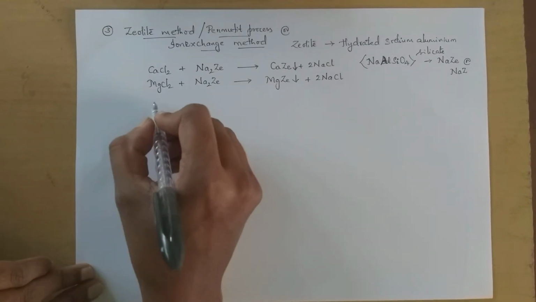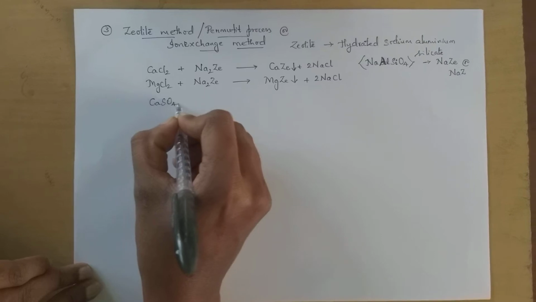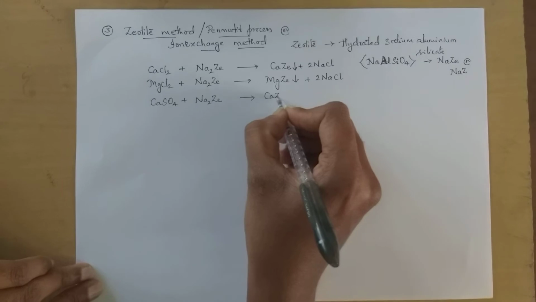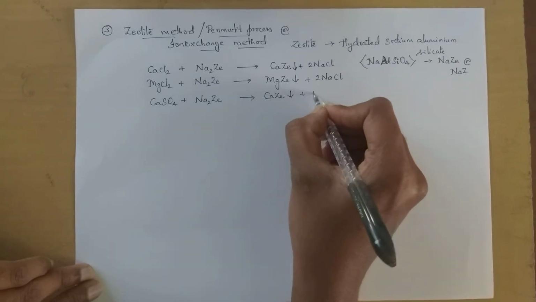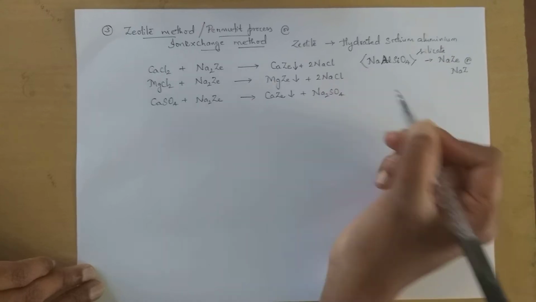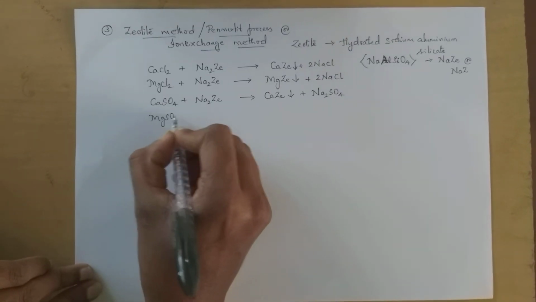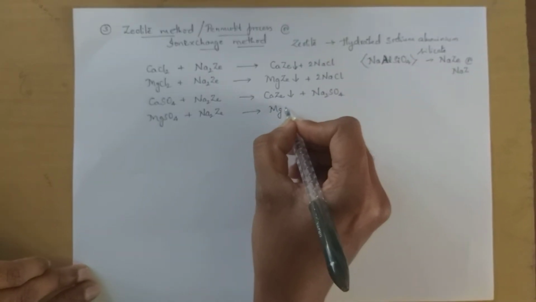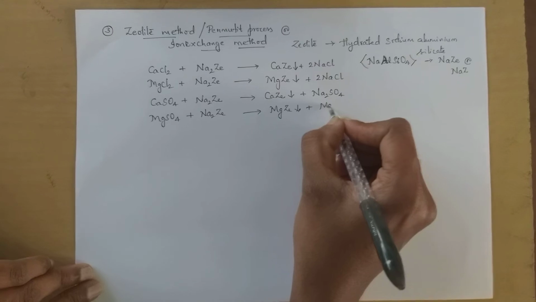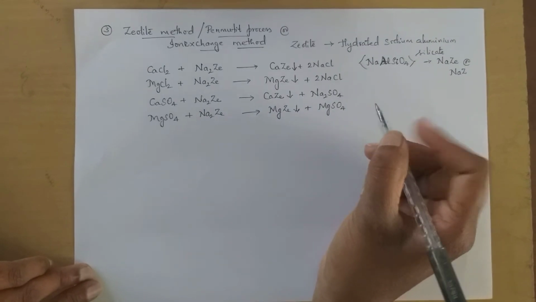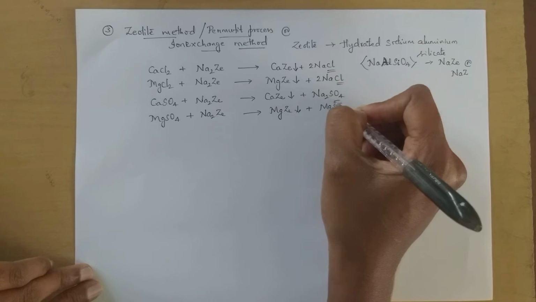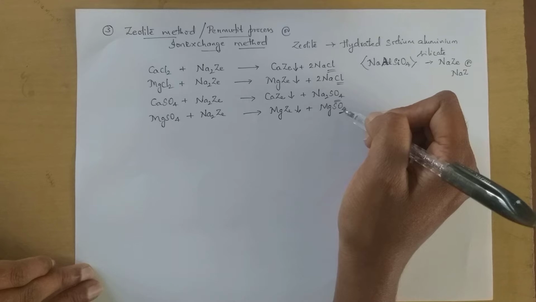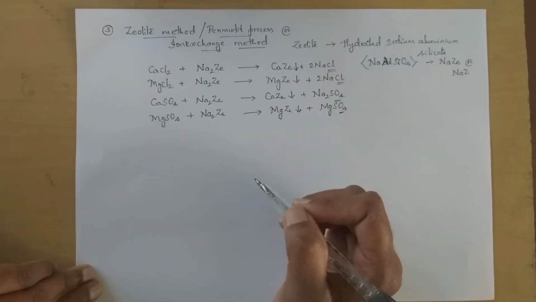Next we have sulfate ions also. Calcium sulfate combines with zeolite to form calcium zeolite with elimination of sodium sulfate. Similarly, magnesium sulfate also reacts with zeolite to form a precipitate, and sodium sulfate is separated, so that we can remove the chloride content and sulfate content. So chloride ions and sulfate ions can be removed by treating with zeolite.